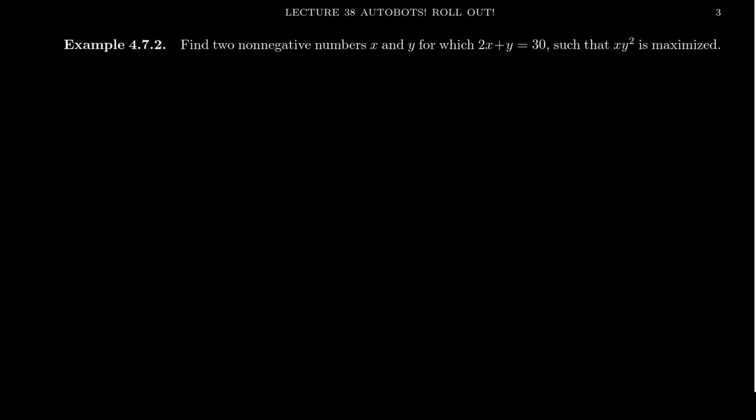So this one is a purely number theoretic situation here. Find two non-negative integers x and y for which 2x plus y equals 30 such that x y squared is maximized. So this right here is what we're trying to optimize. Using words like maximize, that's clear what we're trying to do. Let's take the value z equals xy squared. We're trying to optimize the value z right here. This is our optimizing function.